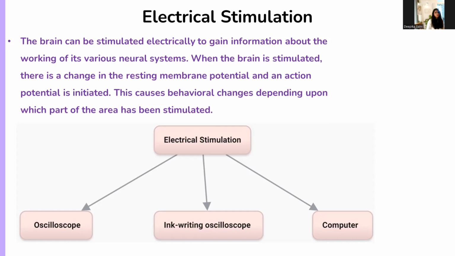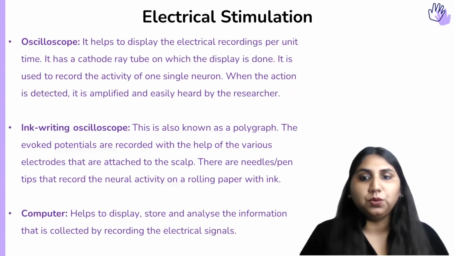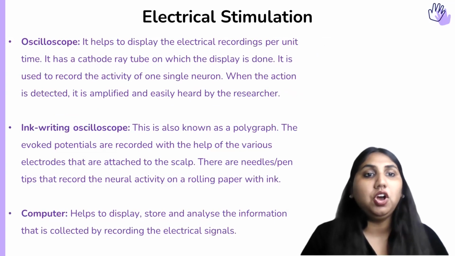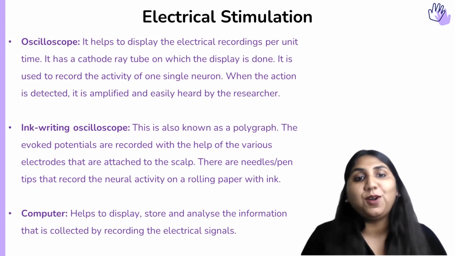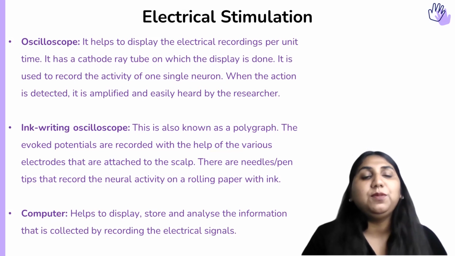Okay, so we will be studying and discussing these three further ahead, how they help us in studying the electrical stimulation. So as you can see, the oscilloscope helps to display the electrical recording per unit time. This is a very simple way for the scientists who are studying; for us it would be difficult, yes, but what it does is help to understand the electrical recordings per unit time. It has a cathode ray tube on which the display is done.